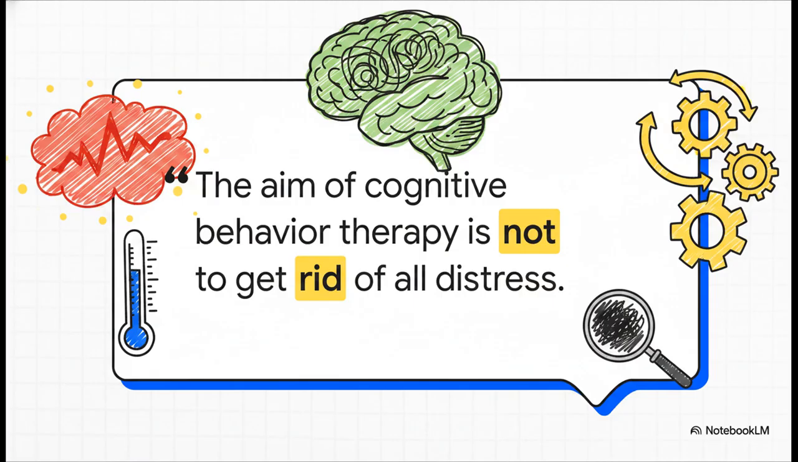A lot of people, and even some of our patients, think the goal of therapy is to just stop feeling bad. But that's not it at all. Distress, anxiety, sadness, they're not the enemy. They're data. They're like physical pain, a signal that something needs our attention. So our job isn't to eliminate these feelings, it's to help our patients understand them.